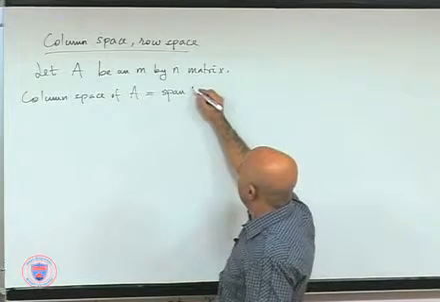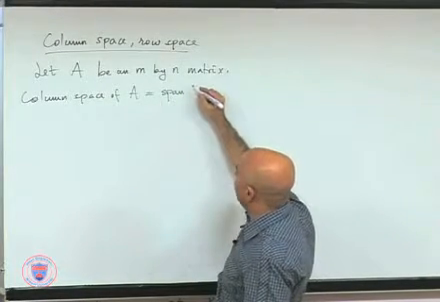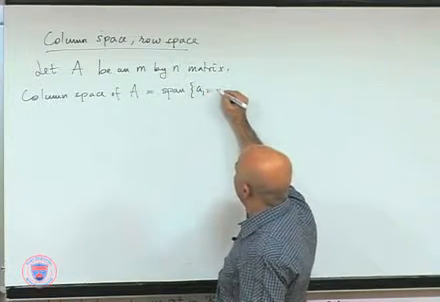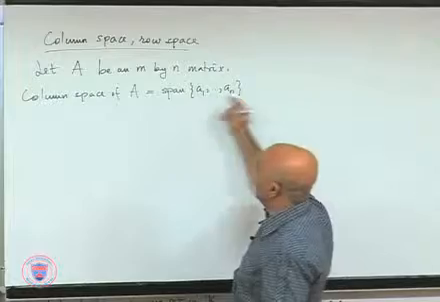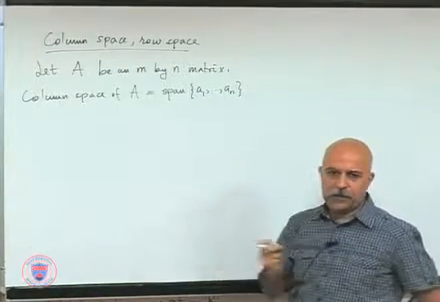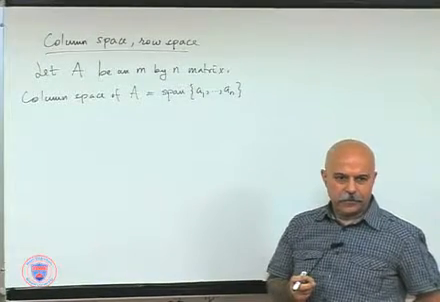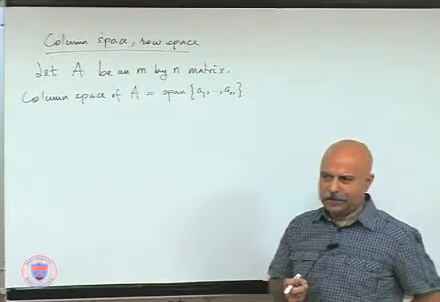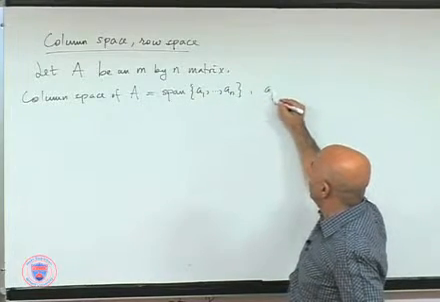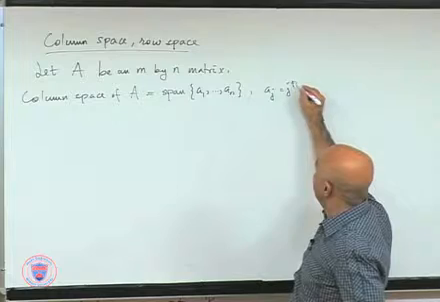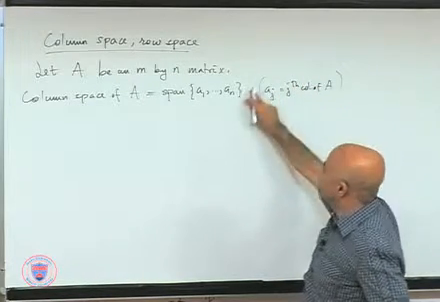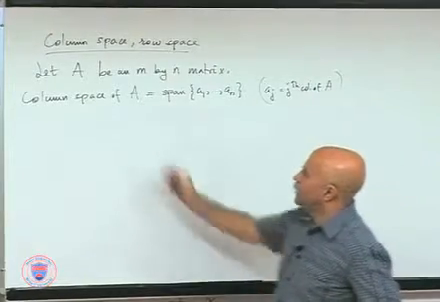So the column space of A is the span of A1 through An. Remember, I used this notation before. A sub j stands for the jth column of A. We did use that, didn't we? We did, yes. So here Aj is the jth column of A. Okay, just for refreshing your memory. All right, that's the column space.